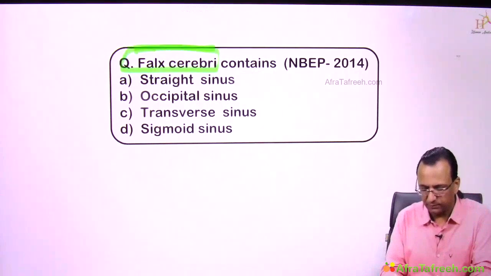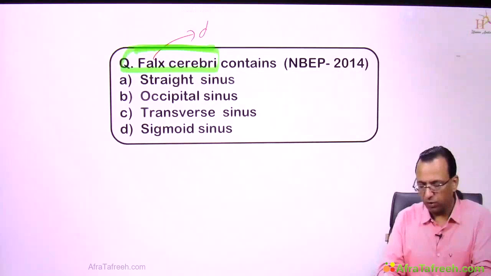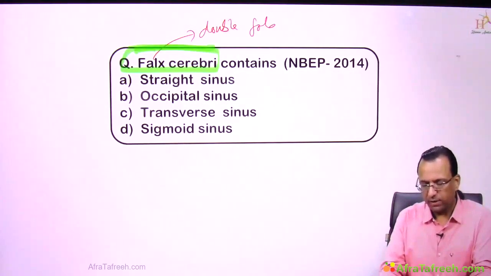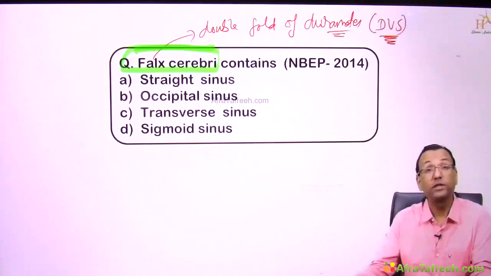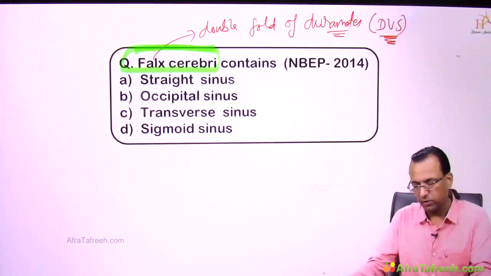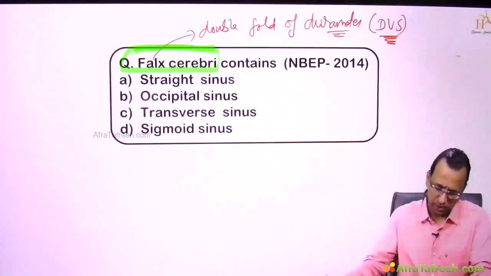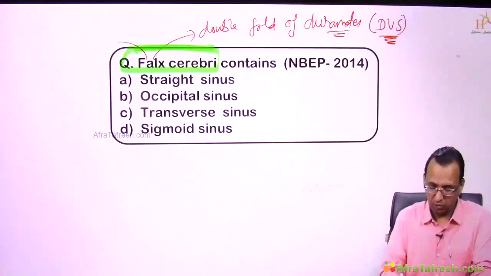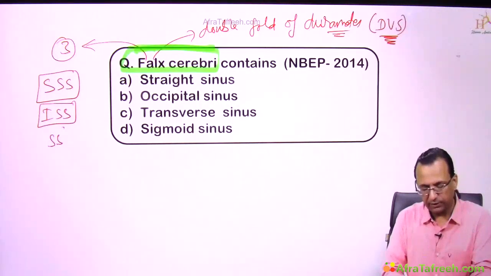Falx cerebri. What is falx? Falx cerebri, you know, is a double fold of dura mater, containing some dural venous sinuses. Tell me. I know there are three sinuses inside. What are the three? There is the superior sagittal sinus, the inferior sagittal sinus, and the straight sinus.